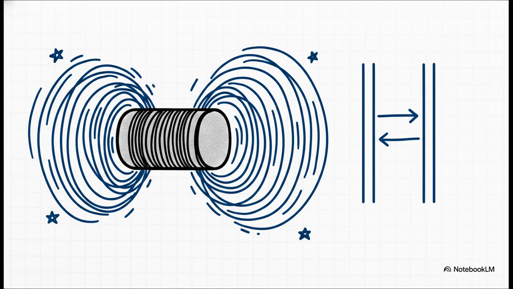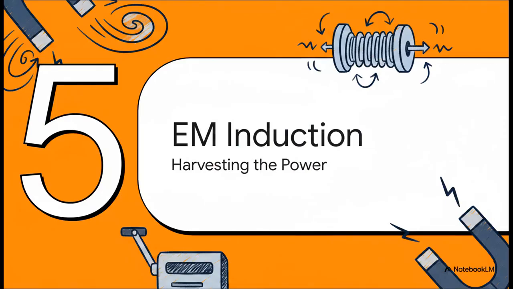And here's the best part, we can artificially amplify that beam so easily. Just by sliding a ferrous core directly into the solenoid center, you radically increase the magnetic field. This exact same principle of overlapping magnetic fields is also what causes adjacent current-carrying wires to physically attract or repel one another. Okay, final section. Section 5, Mastering Electromagnetic Induction, Harvesting the Power.